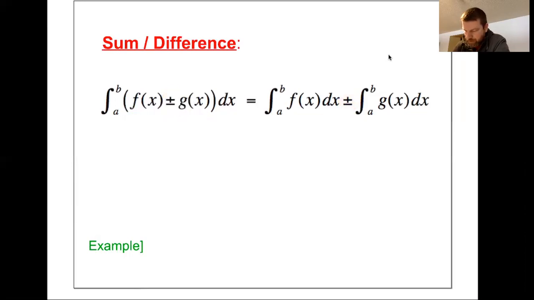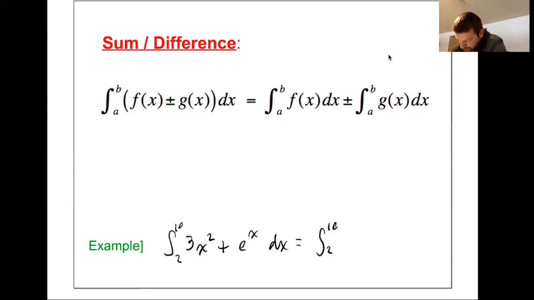So for example, let's say we've got the integral of, I don't know, 3x squared plus e to the x dx. And let's say that's integral from 2 to 10, whatever. I could take that integral, and if I wanted, I could rewrite this as two separate integrals. The integral from 2 to 10, 3x squared dx, plus the integral from 2 to 10 of e to the x dx. Right. So one of the properties of integrals is if you have a sum or difference, you can split that into two or more integrals.